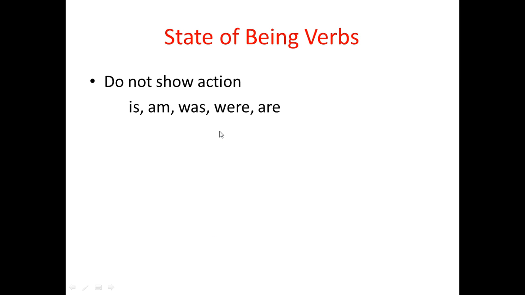There are also some verbs called state of being verbs. State of being verbs do not show any action. These words are is, am, was, were, and are. I like to remember them by thinking of the song Row, Row, Row Your Boat. It goes something like this. Is, am, was, were, are. These are state of being verbs.